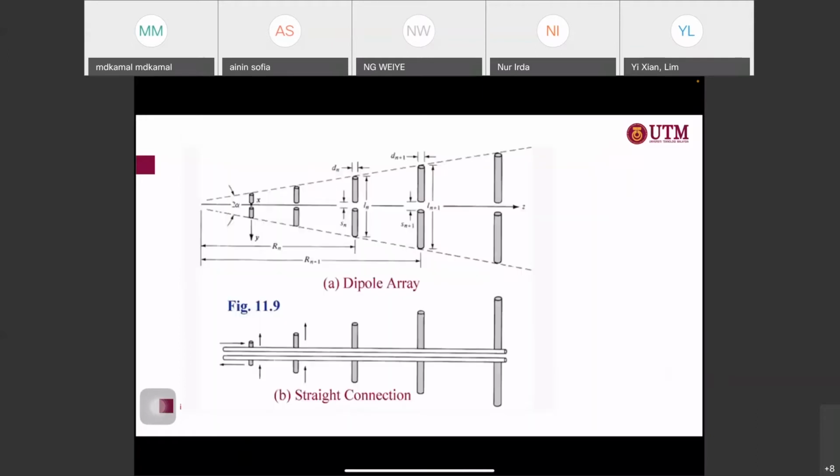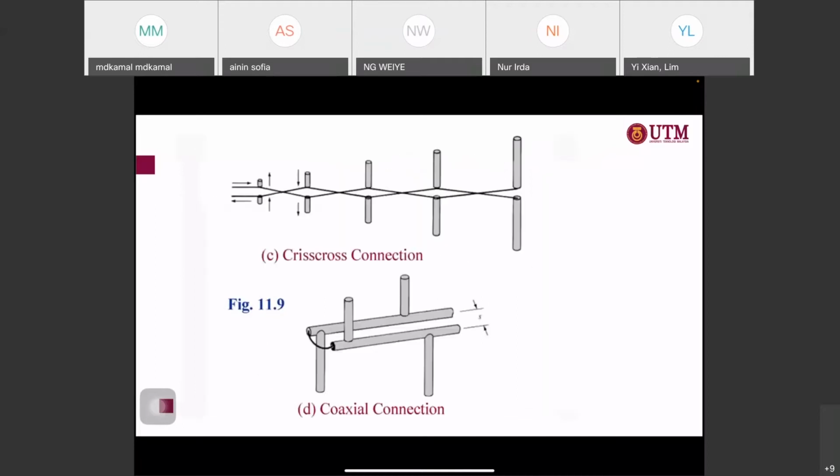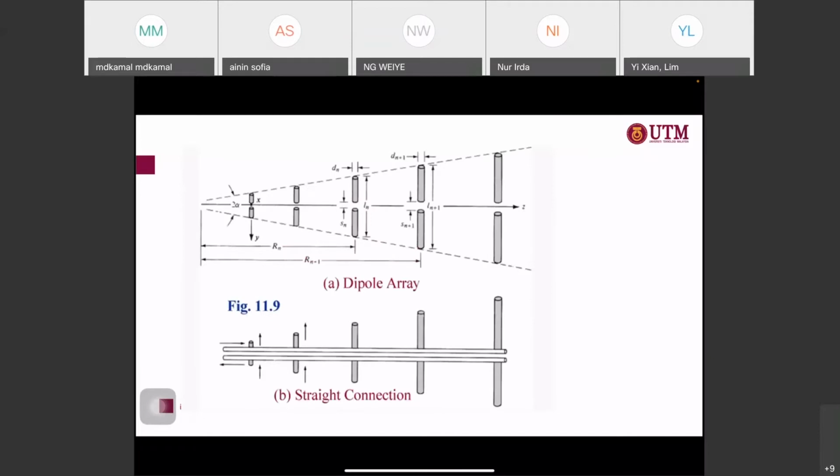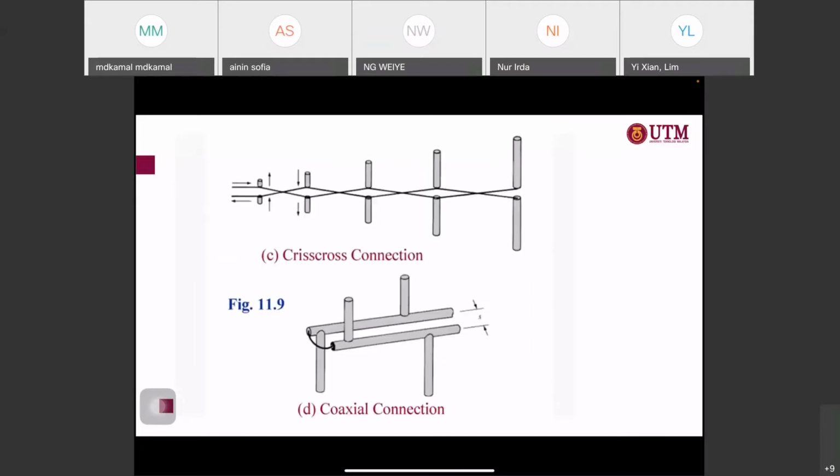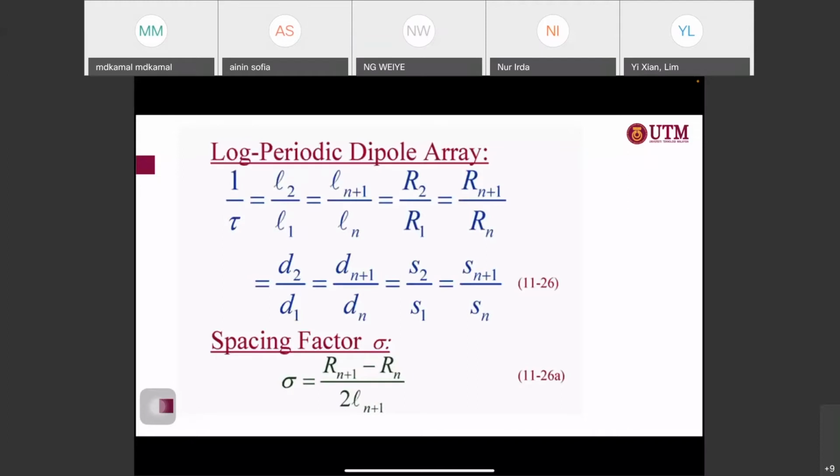In terms of this, how we want to get the alpha, how we want to get the tau for the dipole types of antenna here. So we are looking at the log periodic dipole types of antenna. This is an example. You can see that this is the dipole antenna, with straight connection, crisscross, as well as the coaxial connection. So you can have different connections as well. This is the log periodic dipole array.